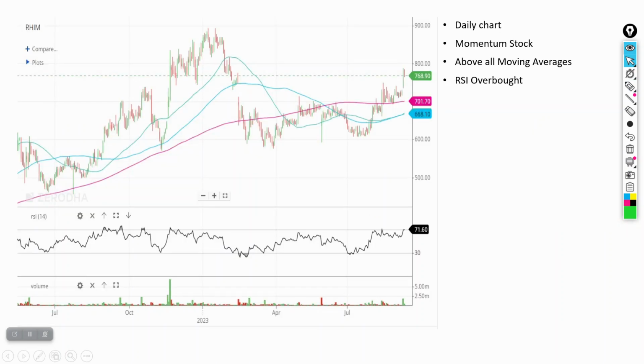Now let us look into the technical analysis of RHI Magnesita. This is the one day chart of RHI Magnesita. We can see that the current market price of the company is more than the 20-day average, 50-day average and 100-day average. So it is a momentum stock with positive momentum, but the current price is above all the moving averages, and we can see that the RSI is also close to the overbought zone. So considering it is a good company for long term investment, the margin of safety at the current price, I would say, is a little bit less at the current level.